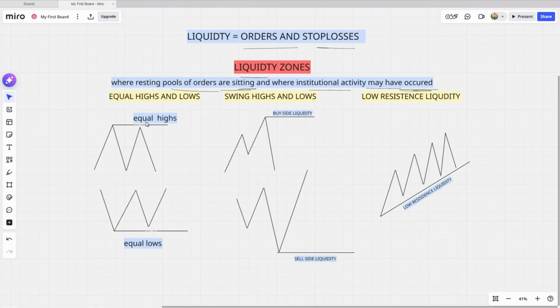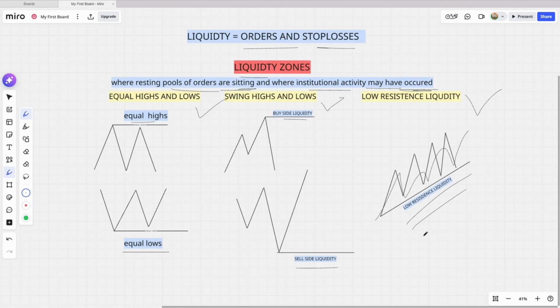There are a few common places where liquidity tends to accumulate. These include equal highs and equal lows, clear swing highs and swing lows, and areas of low resistance liquidity. Low resistance liquidity refers to zones where price has previously moved very quickly with little opposition.